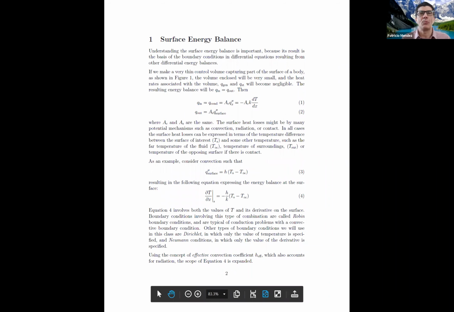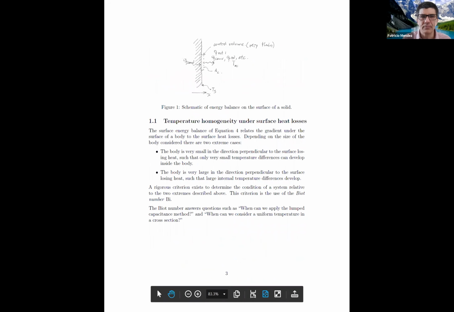Let's start with the surface energy balance. In this case, we're going to make a control volume that captures only the surface of a body. It's a closed control volume, in which we don't have mass coming in or out. We don't have advection and we don't have evaporation. Let's just look at the surface of a body like this one here.